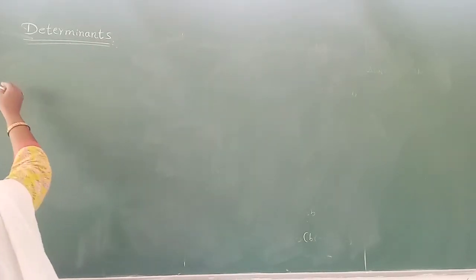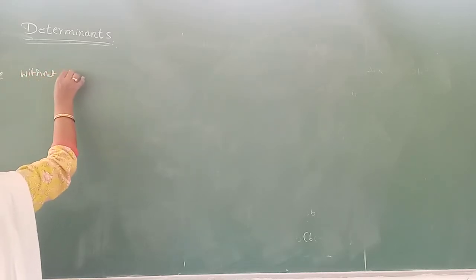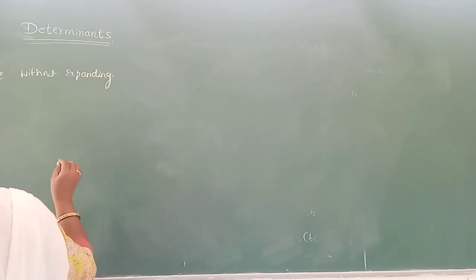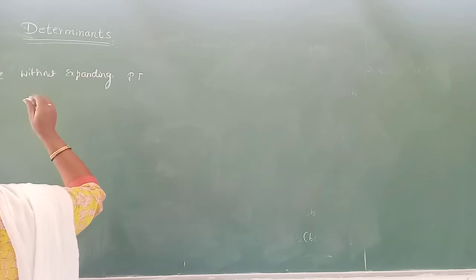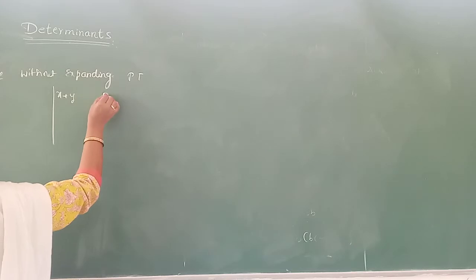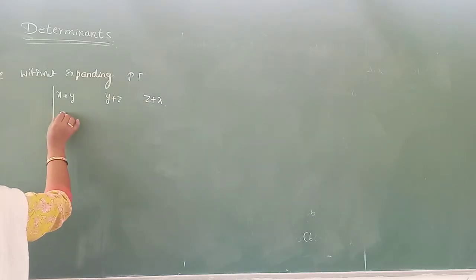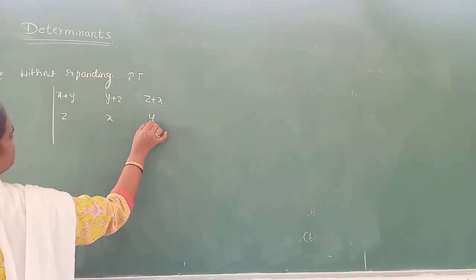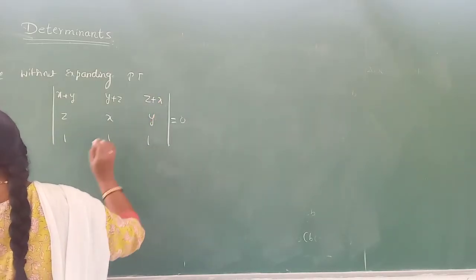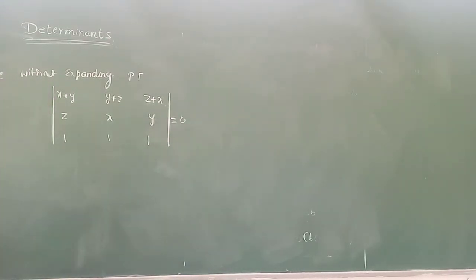Next example is mentioned. Without expanding, prove that the determinant with first row x plus y, y plus z, z plus x, second row z, x, y, third row 1, 1, 1, is 0. This is your example, and we can prove this example.